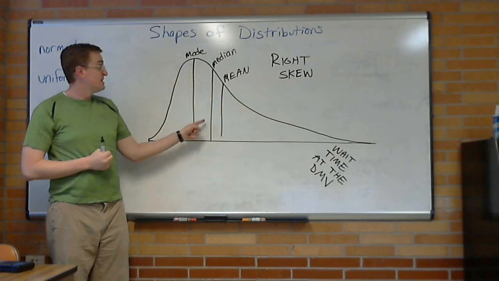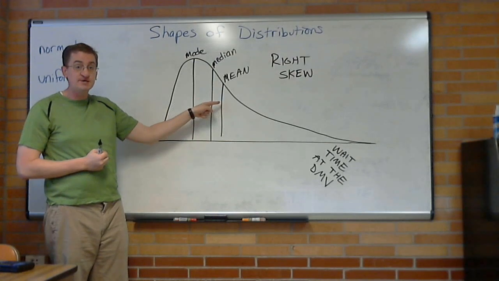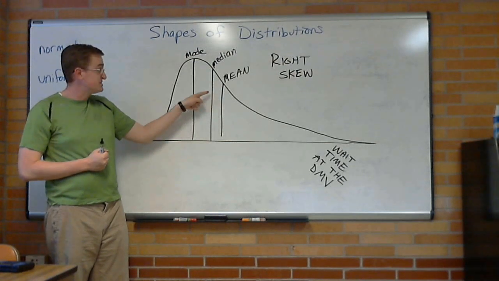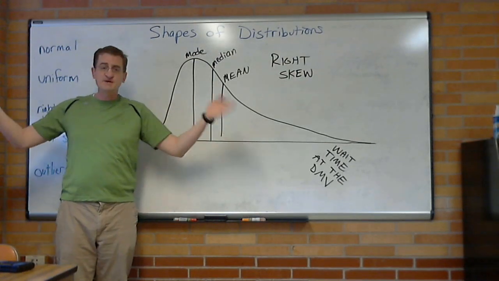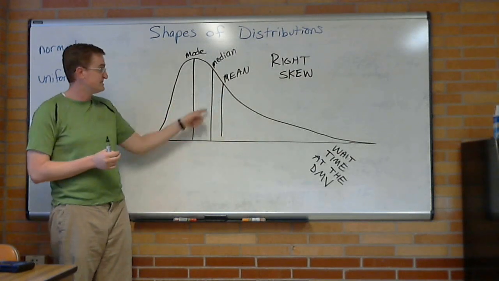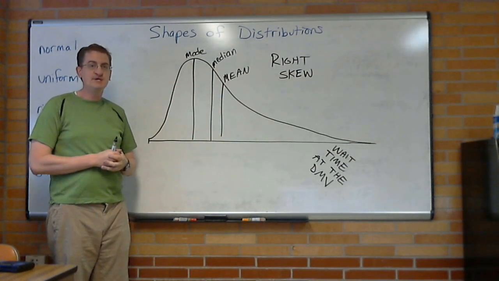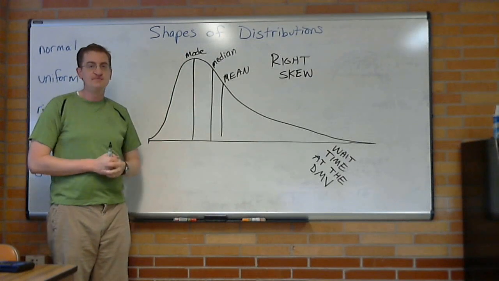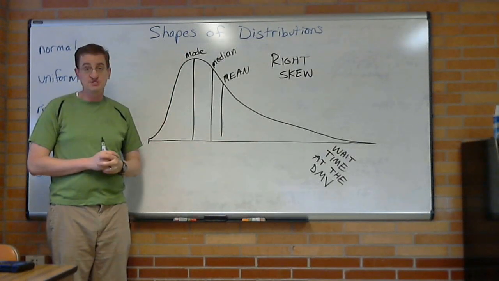But the point is, the mean is going to follow the outliers more because it gets fooled by outliers. The median doesn't get fooled by stuff on the ends. It only cares about where the middle is. And the mode, we don't really care about. It's easy to find, but we're not going to do much with it for the rest of the semester.